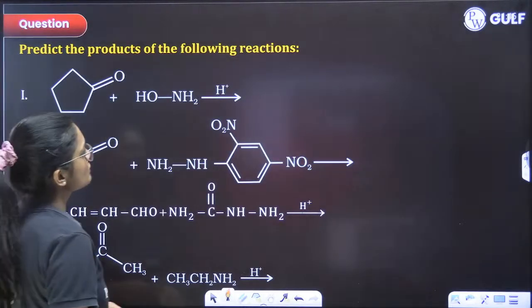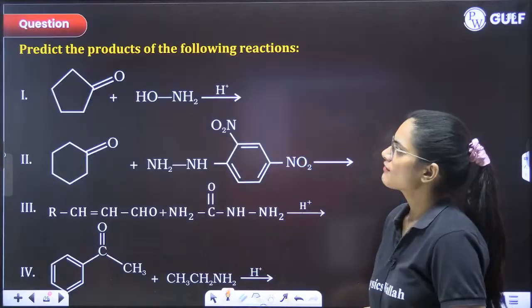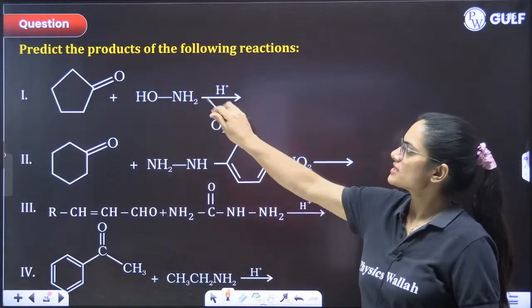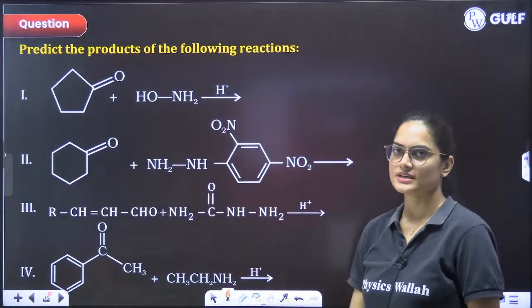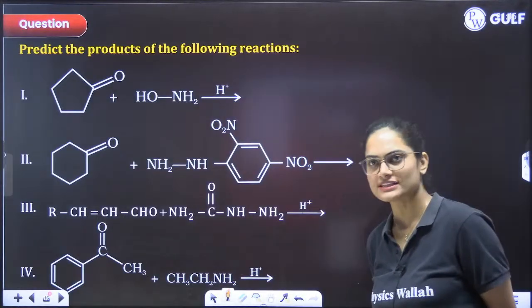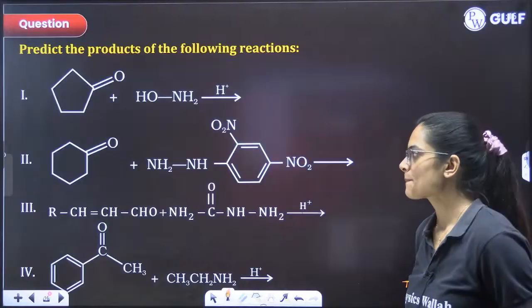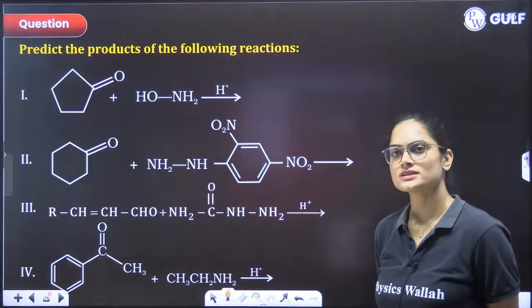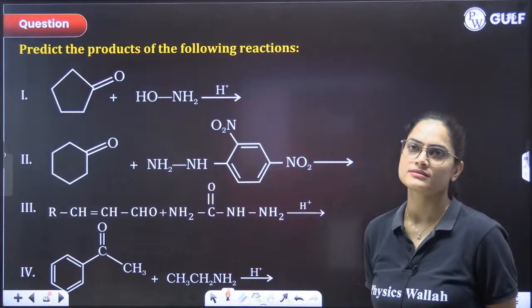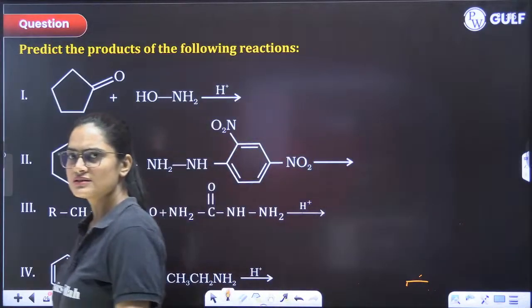Predict the products of the following reactions. First, what is the name of the first reagent? NH2OH is an ammonia derivative. It is hydroxylamine. Whenever you are carrying out the reaction of aldehydes, ketones with ammonia or its derivative, I'm going to explain why the fourth is greater than in the previous question.